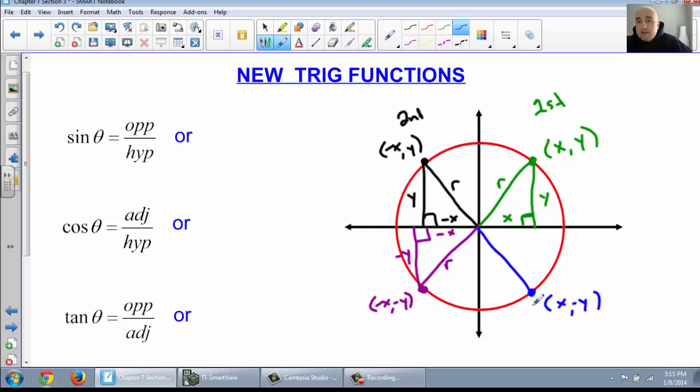So here is my fourth quadrant right triangle. This is still positive x because we went to the right. This is now a negative y, and remember this is still r. Okay, so these are all of your options.